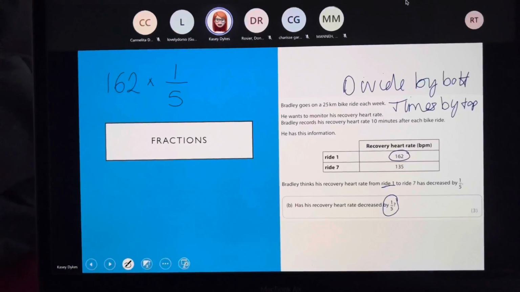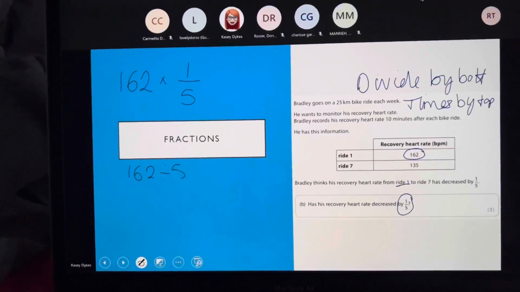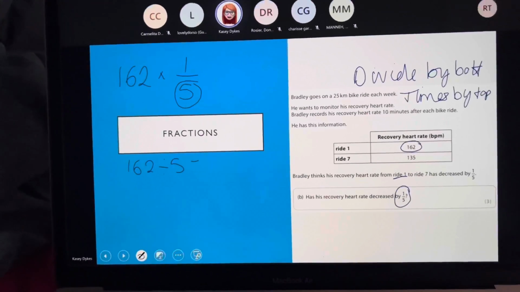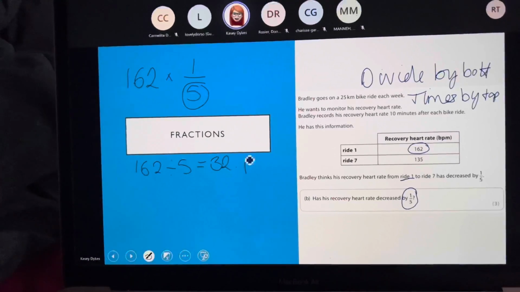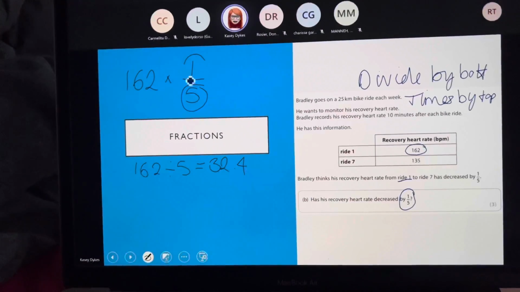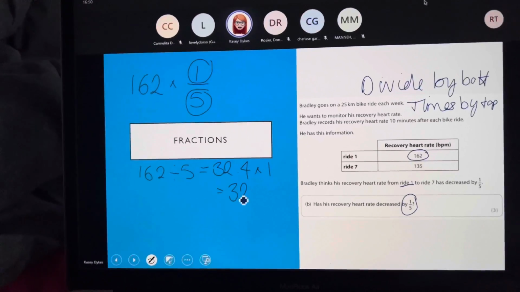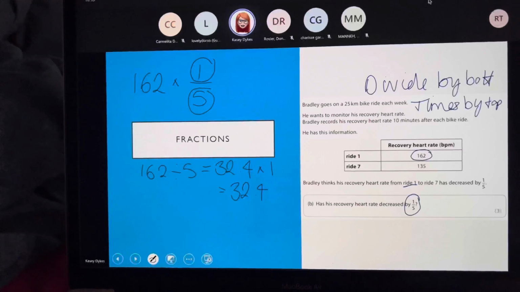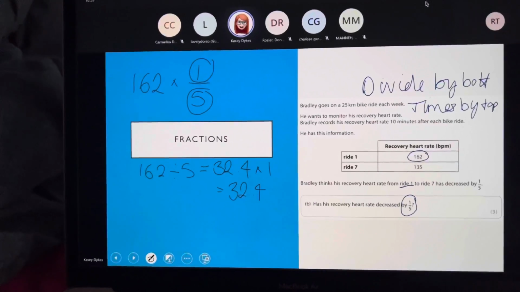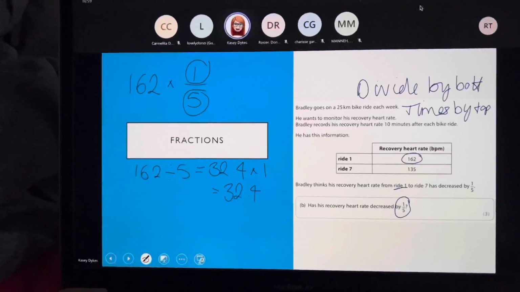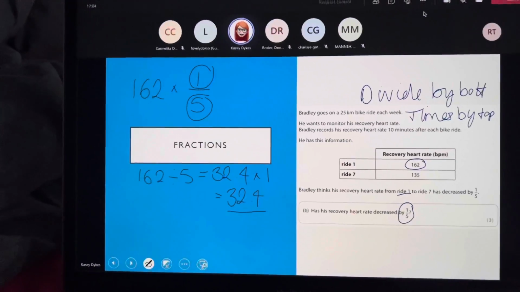So we're going to do 162 divided by 5. That's the bottom value of our fraction. That gives us 32.4. And then we times by our top. In this instance, it's 1, so it's just going to be the same number, so you don't have to do that step. However, you do have to remember that step in case it wasn't a 1. If that was a 4, for example, you need to know what to do with it. So 1/5 of 162 is 32.4.